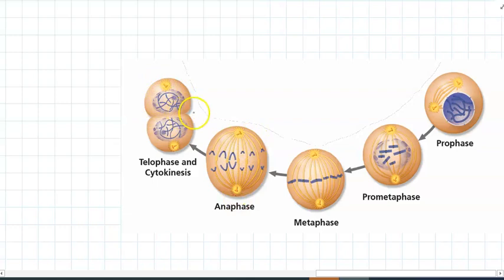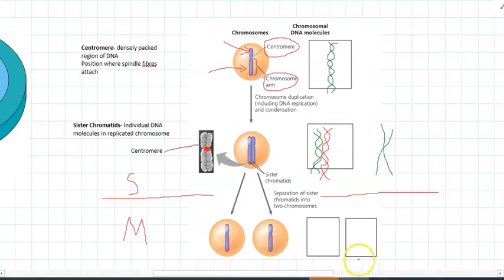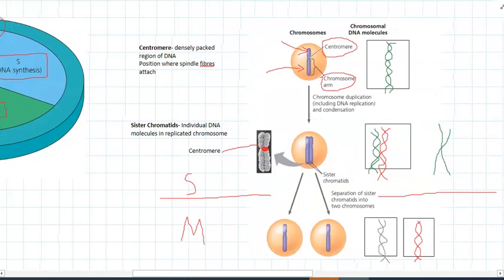So then cytokinesis can chop the cell in half, and we've got our two new daughter cells. Okay. So then we get to our two new daughter cells, and each of them has just their one DNA strand in each of their chromosomes. All right, so that's the cell cycle. There's a lot more detail to learn, but that's the basics for now.